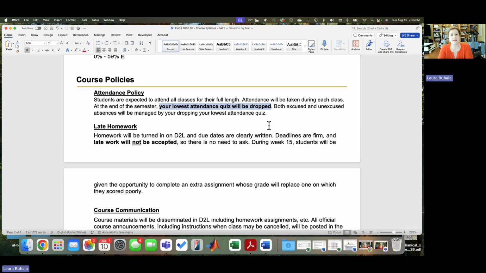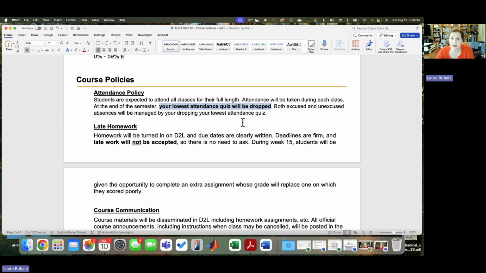So this is good because we have such high numbers, such high volume in these sections that the first time we taught it, we had a bunch of students that had car trouble, overslept, all of these different excuses for not being in class. And so we've just gone to this policy where we drop your single lowest attendance quiz. And so it's worked well.